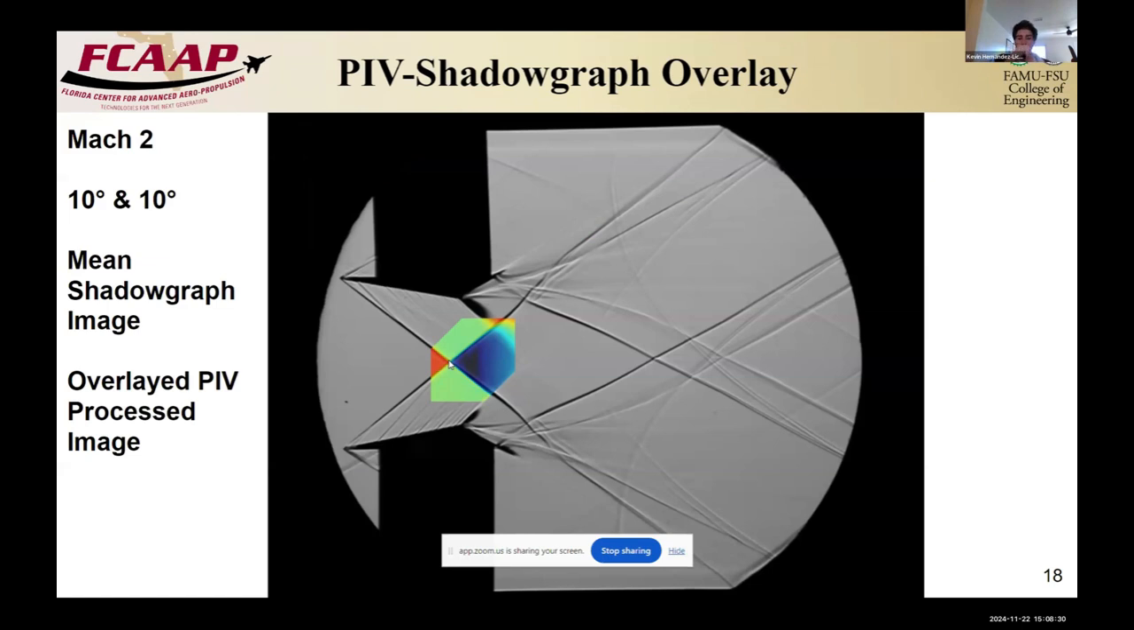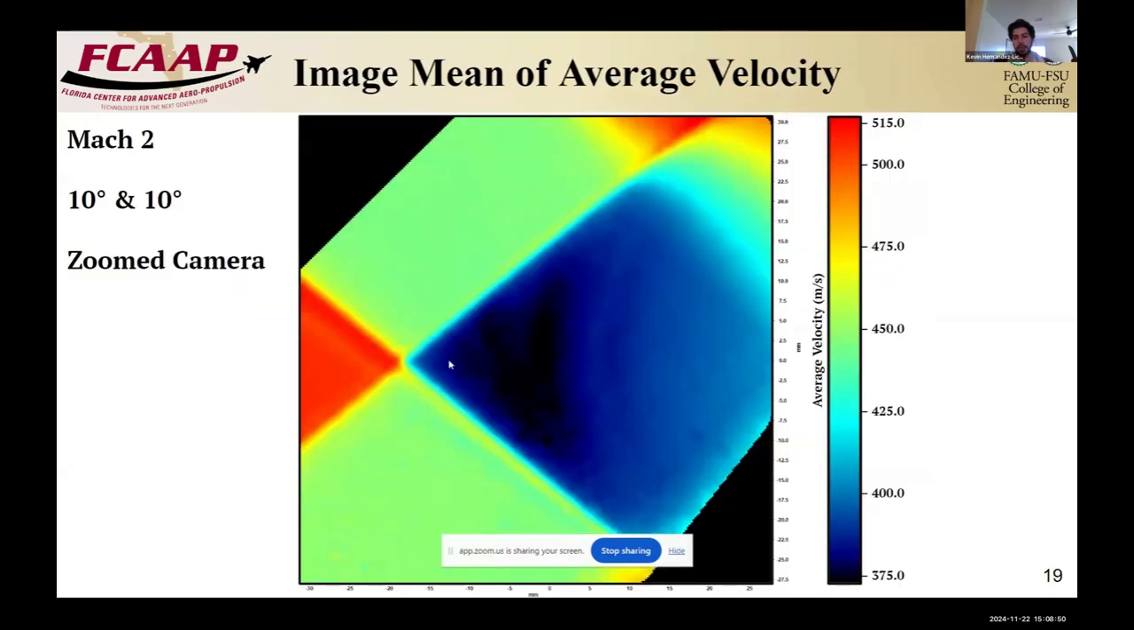And I studied different wedge angles at different Mach numbers to get a big database to later compare to these stores, which are going to be at different pitch angles and looking at different Mach numbers. And here's the PIV results again.